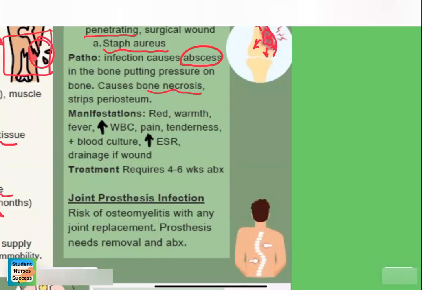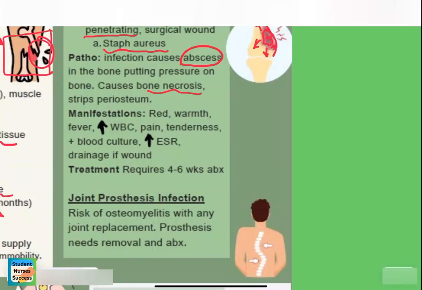While we're on the topic of infection, we will talk a little bit about joint prosthesis infection. This would be if you had a joint replacement. Let's say you had a knee replacement, they put in a knee prosthesis. That prosthesis can get infected.